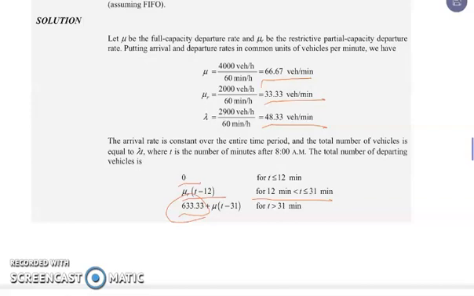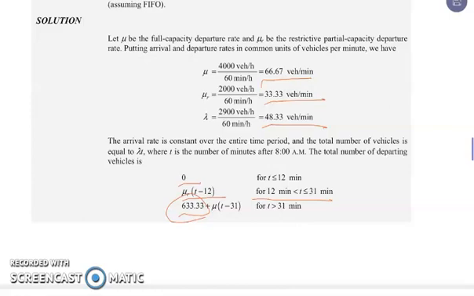Our time here is between 12 to 31 minutes. Our t here is between 12 minutes to 31 minutes, which means that is 19 minutes, because 31 minus 12 is equal to 19. 19 times our partial departure, because the departure here is partial from 8:12 to 8:31, which is a partial departure.